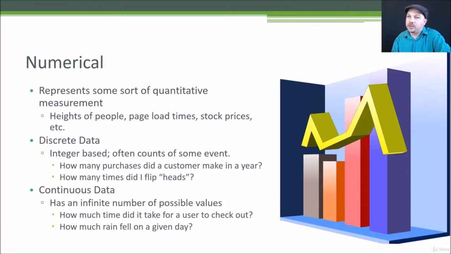The other type of numerical data is continuous data, and this is stuff that has an infinite range of possibilities where you can go into fractions. So, for example, going back to the height of people, there is an infinite number of possible heights for people. You could be 5 feet 10.37625 inches tall or whatever, or the time it takes to do something like check out on a website could be any huge range of possibilities, 10.7625 seconds for all you know, or how much rain fell in a given day. Again, there's an infinite amount of precision there. So that's an example of continuous data.